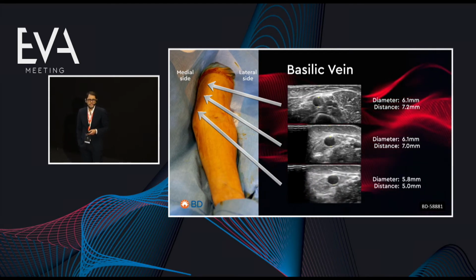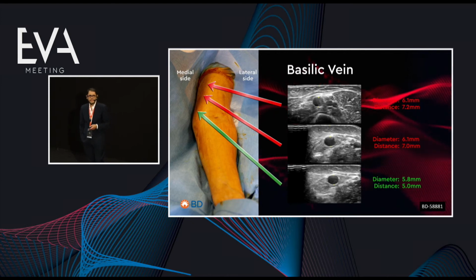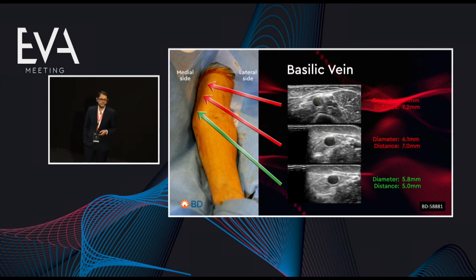Going to the basilic vein, you can see that the diameter is a bit bigger, and the distance from the skin is deep, so we cannot use that vein apart from the distal part, where you can see that is borderline 5 millimeters distance from the skin. However, the diameter is quite good.